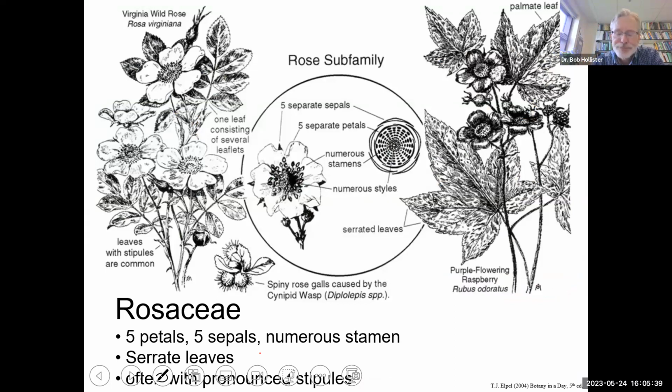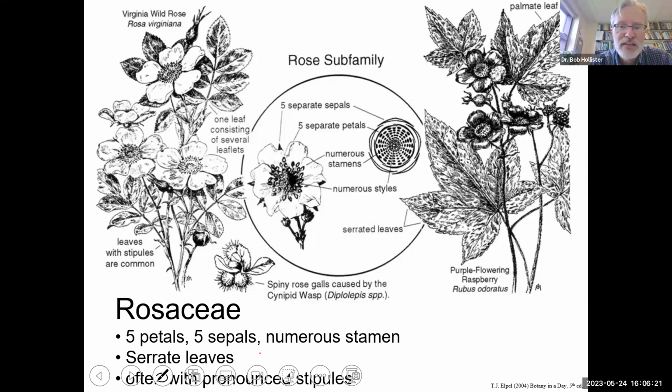Rose family. Rose family is huge. There's a lot of characteristics that kind of fit into rose, but none that always work. So it just makes it annoying. So we'll do some subfamilies of it, but there's a couple characteristics that usually work for most of them. Okay, 5 petals, 5 sepals. Okay, numerous stamen. That wouldn't have worked for Ranunculaceae because Ranunculaceae don't always have the sepals.